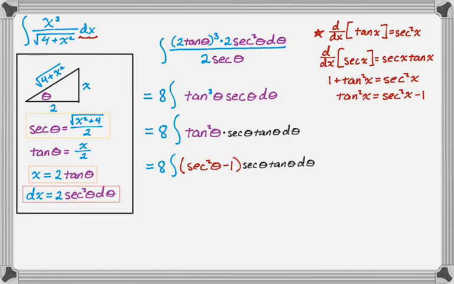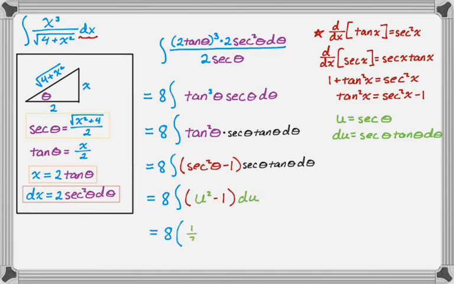Now I guess I'm going to do u substitution just to make this look a little cleaner. I'm going to let u equal secant of theta, and then I know that du is going to be secant theta, tan theta, d theta. So it's actually working out to be a really nice integral. So it's 8, the integral of u squared minus 1, and then du. So this is, just reverse the power rule here, 1/3 u cubed minus u, and then plus c. And then remember that we made u equal secant of theta, so we can say it's 8 times 1/3 secant cubed theta minus secant theta, and then plus c.